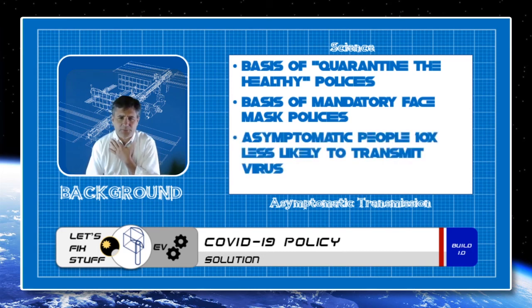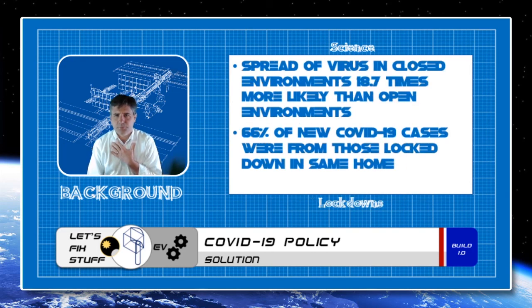Well, you know what the science actually says is that asymptomatic people are 10 times less likely to actually transmit the virus. So a lot of these policies, is there some risk? Yeah, absolutely there is. But the truth is that the risk of transmitting the virus if you are asymptomatic is 10 times less than if you did display those symptoms.